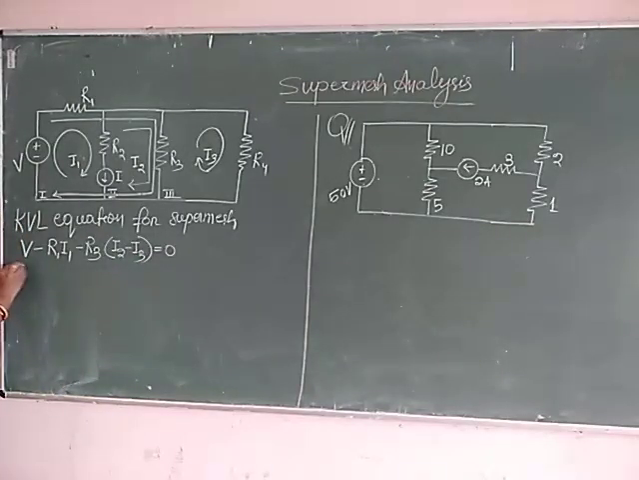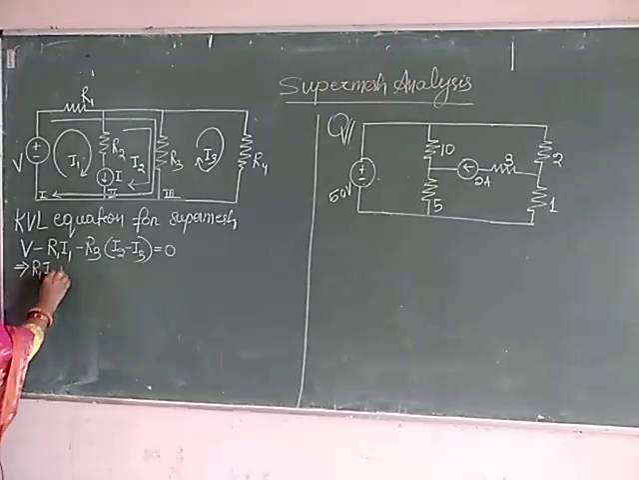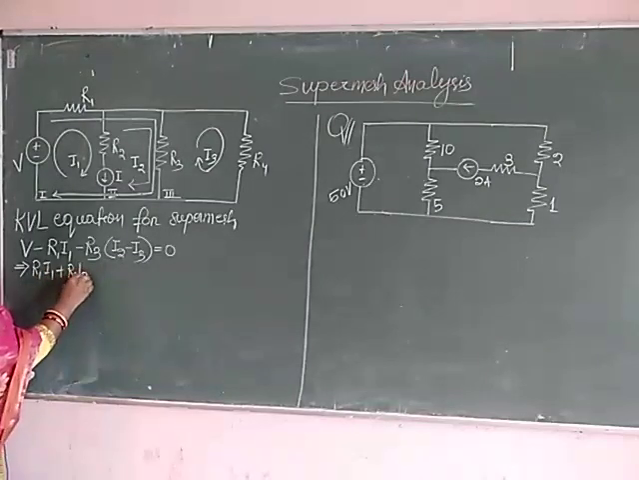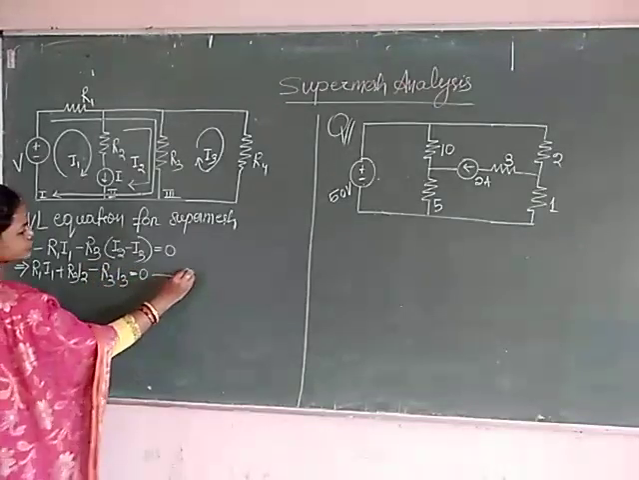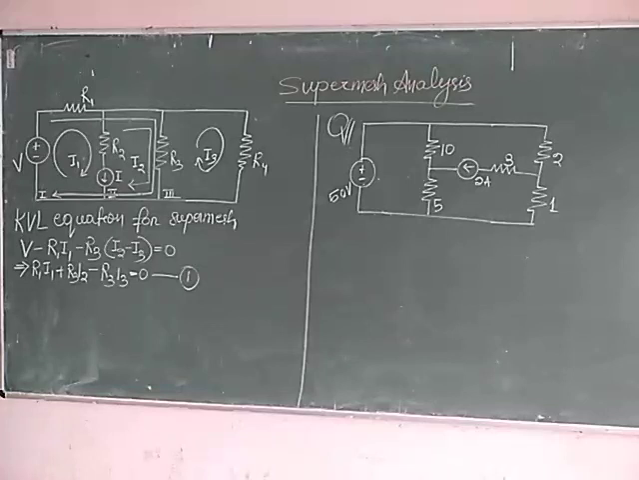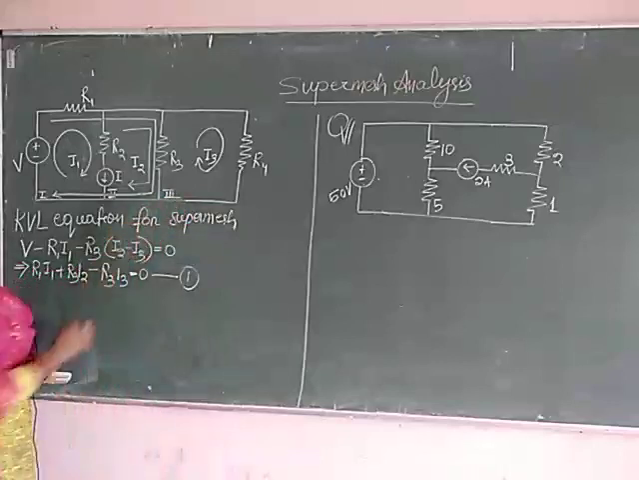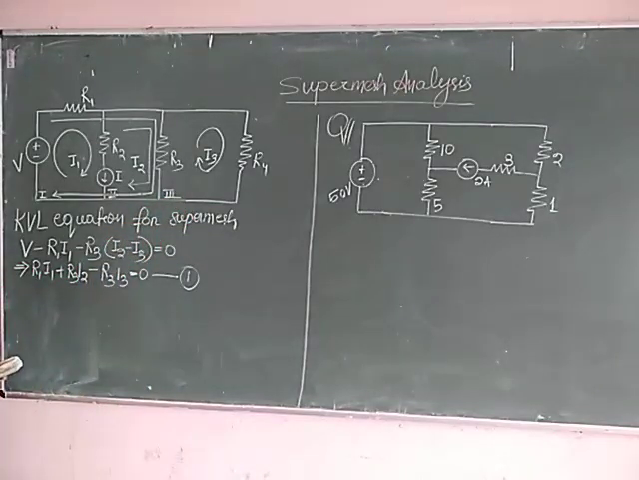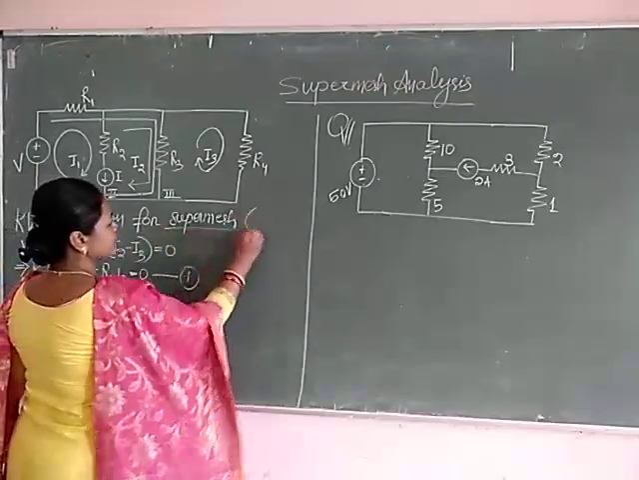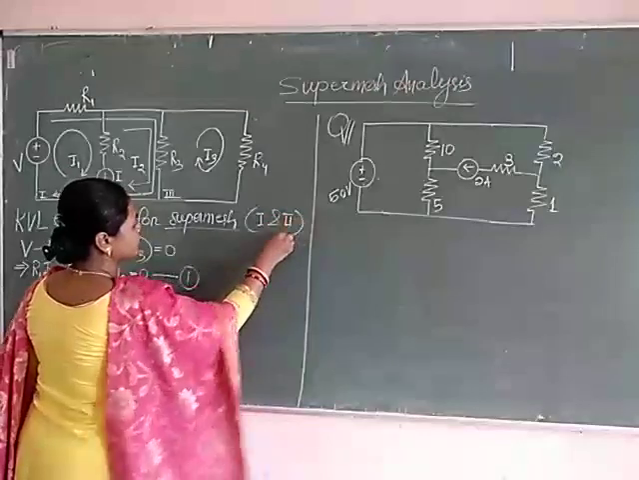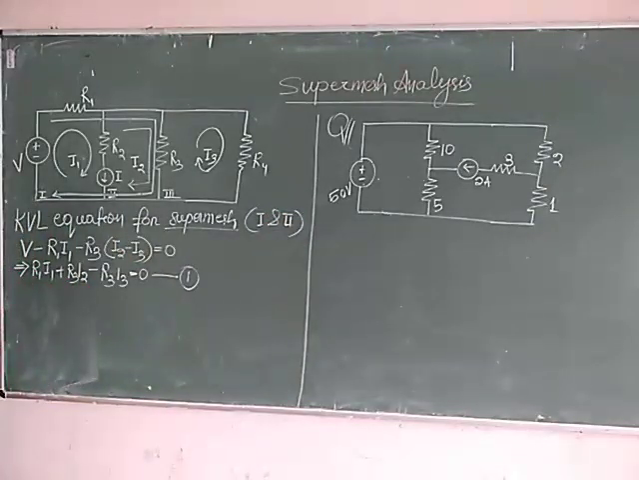If you rearrange this equation, you get, take it as equation number 1. Then next you solve for mesh 3. Already we solved for mesh 1 and 2, which is called the super mesh. This is the combination of mesh 1 and 2. Already we solved the KVL equation for the super mesh. Now you solve for mesh 3.